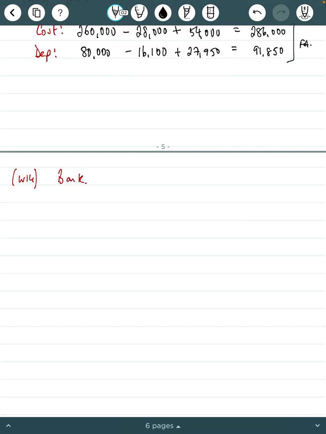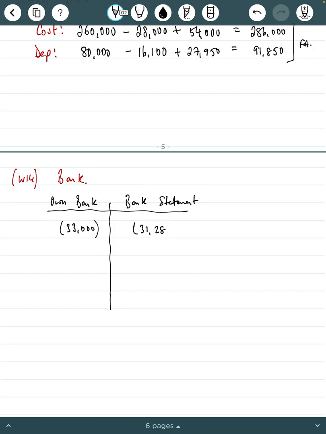As I said to you before, as this is not a T account, it's just a comparison between the two banks. So first of all, we look at our own bank account versus the bank statement itself, and let's hope that we can get these two to balance. So we take our own bank from the trial balance, and it was an overdraft of 33,000. And the bank statement gave us an overdraft of 31,280. Okay, let's look at the discrepancies.